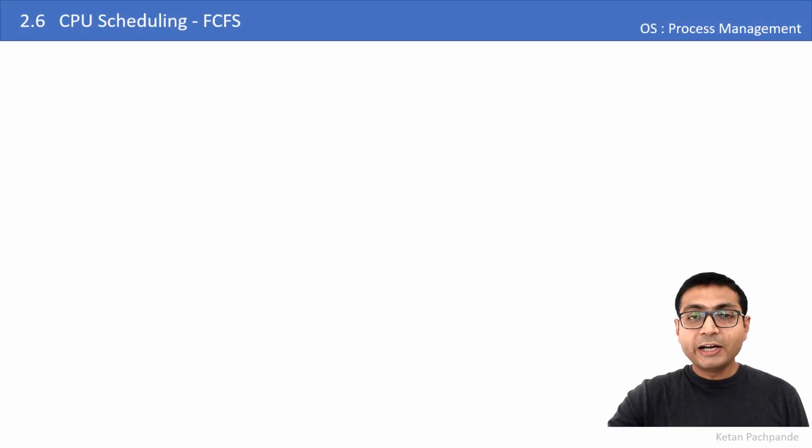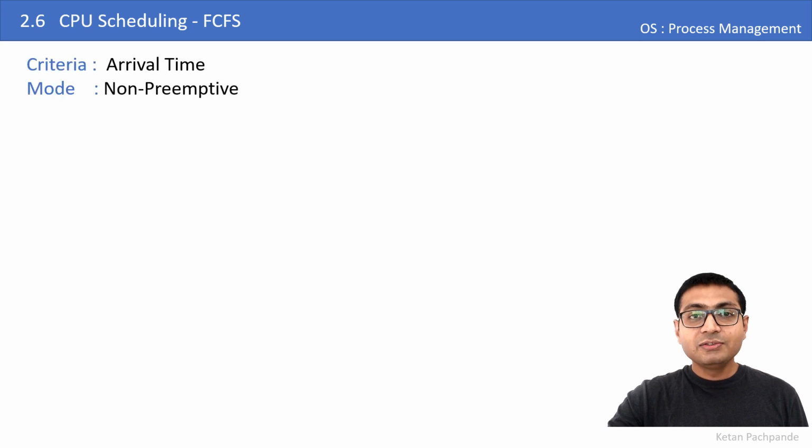So based on these two categories, let's start our discussion with the first CPU scheduling algorithm, which is first come, first serve. The criterion on the basis of which we decide which process will be scheduled to the CPU next is the arrival time of the process. So according to the increasing order of their arrival times, the OS is going to decide the sequence in which the processes are going to get the CPU for execution.